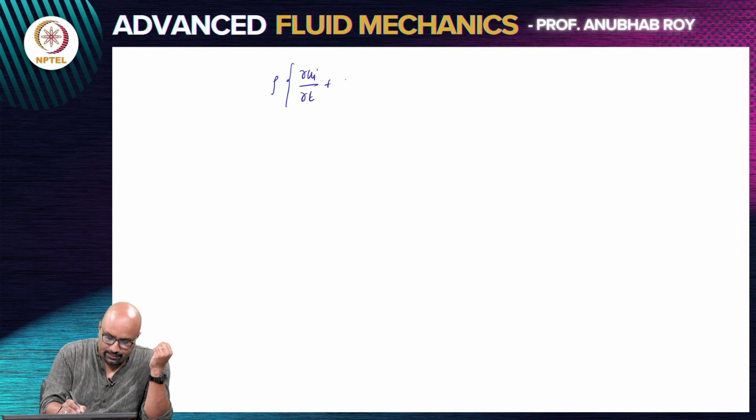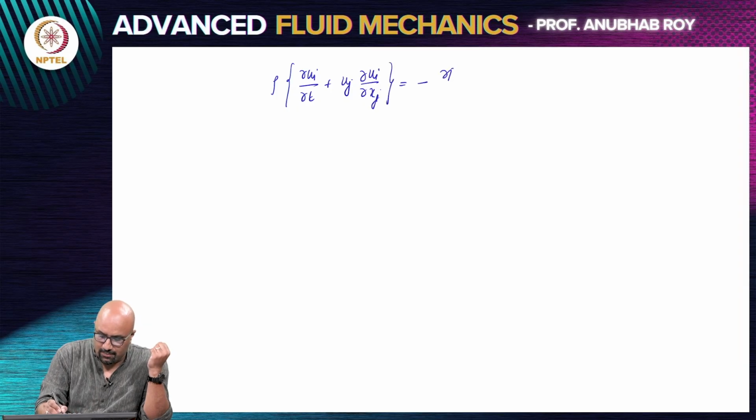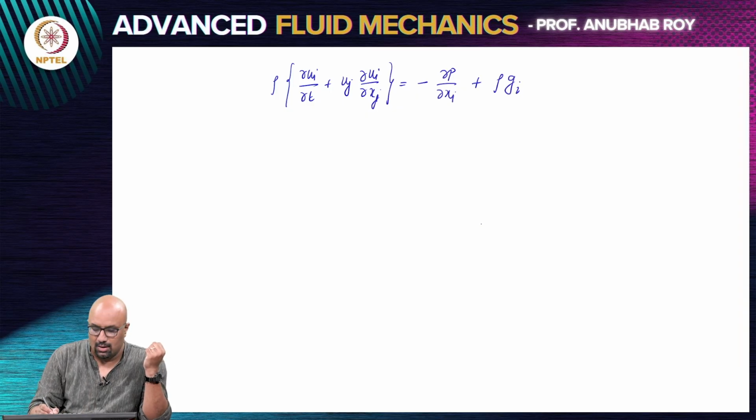So, rewriting our Euler's equation, where we have a body force. We ignore the presence of any viscous effects in the problem. So we are still looking at an ideal fluid.